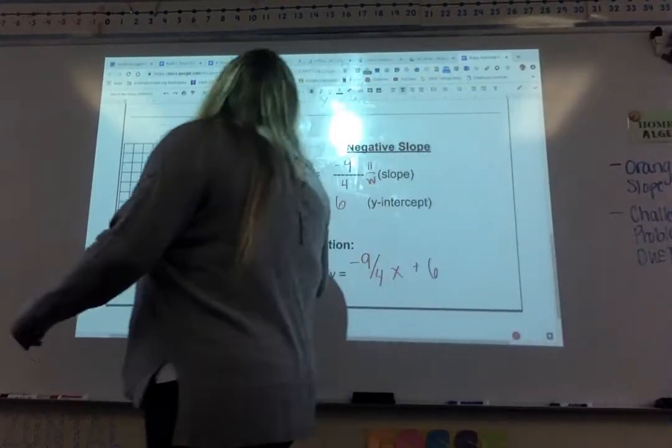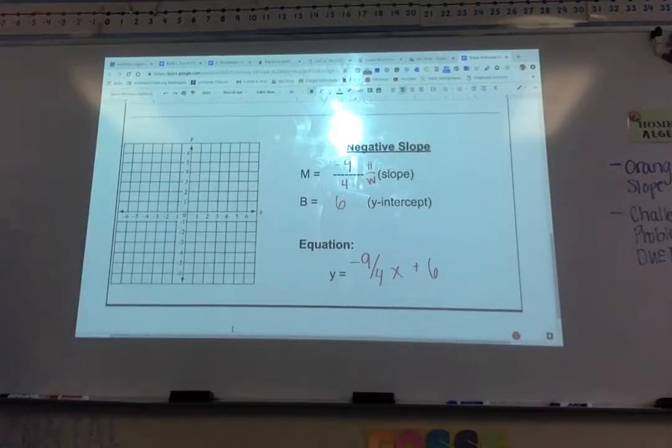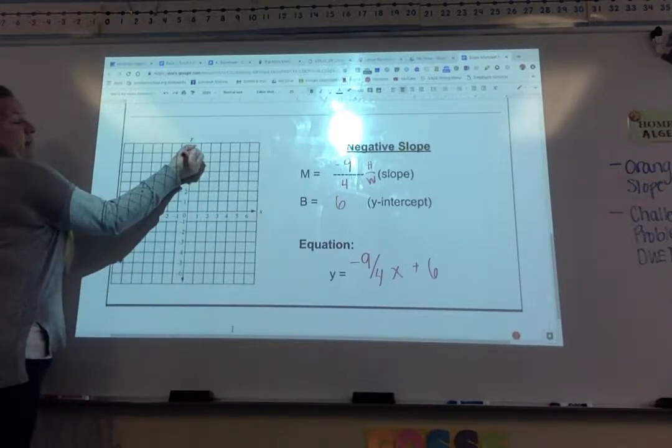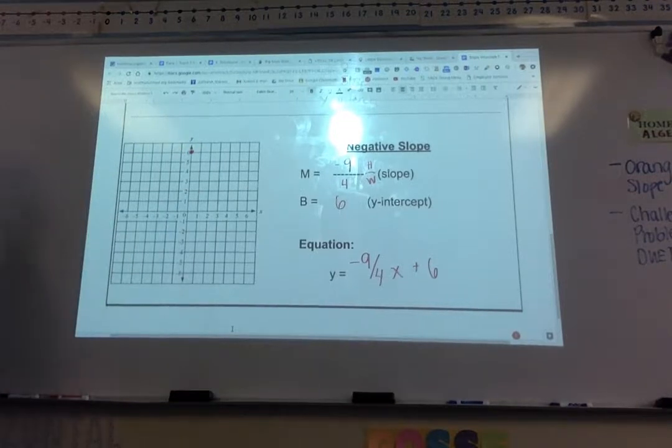So now we're going to plot a point at positive 6 at our y-intercept. Okay, so where's that going to be? At the very top, almost. It's going to be right here. You could have done 7. Yeah, but I don't like going to the outskirts of my graph.